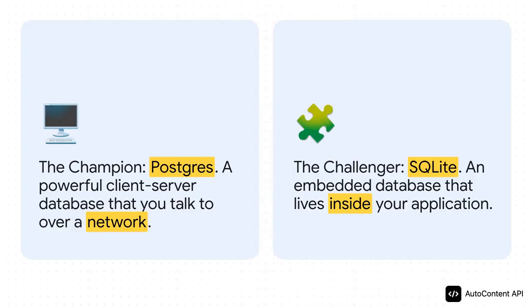So here's the fundamental difference, and this is really the key to this whole story. Postgres is its own thing. It lives on a server, and your app has to talk to it across a network. SQLite, though, is totally different. It's basically a library that runs inside your application. There is no network. And that one little detail changes everything.